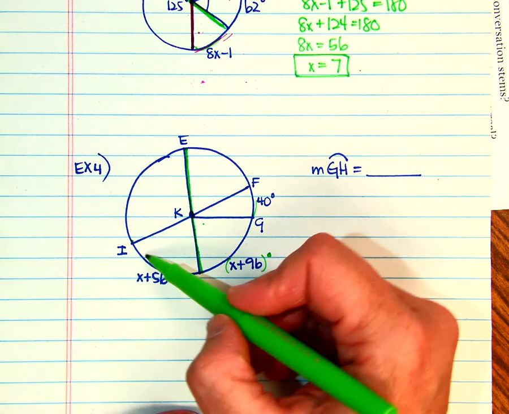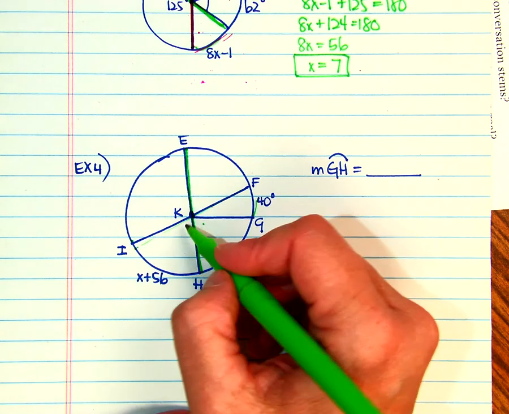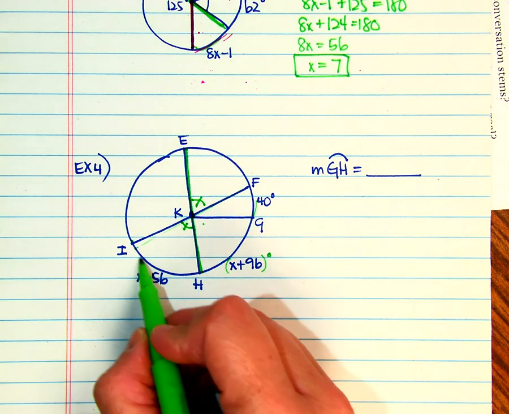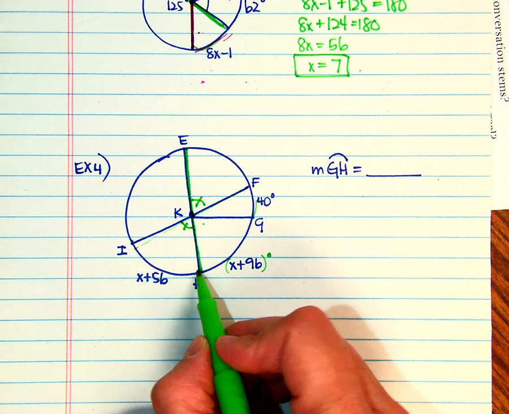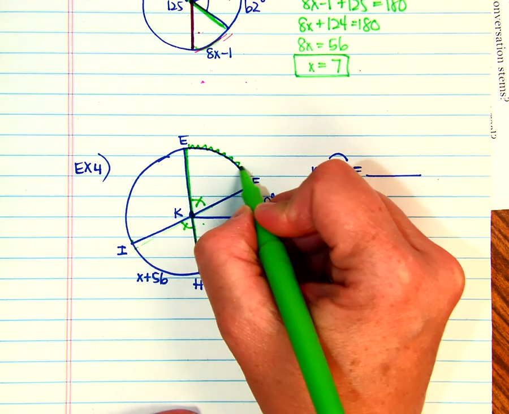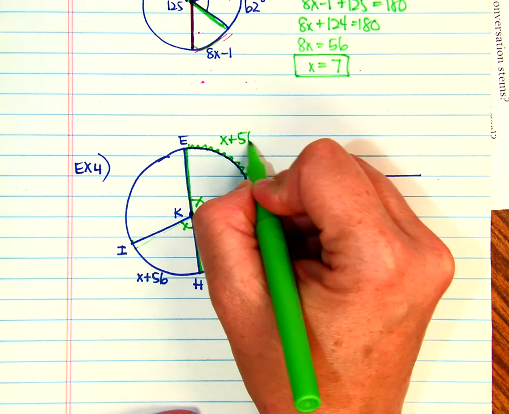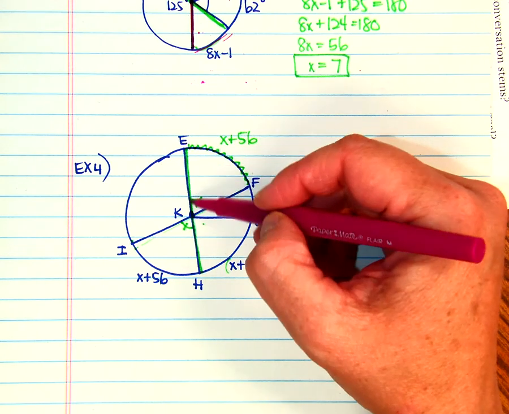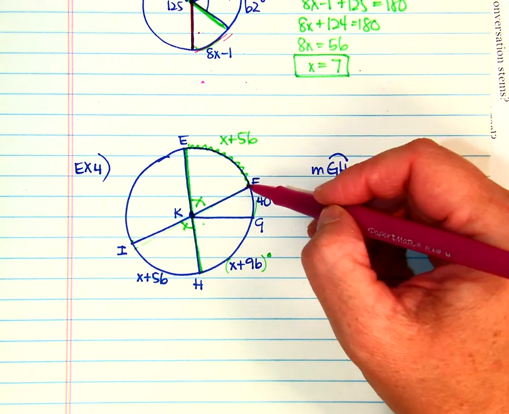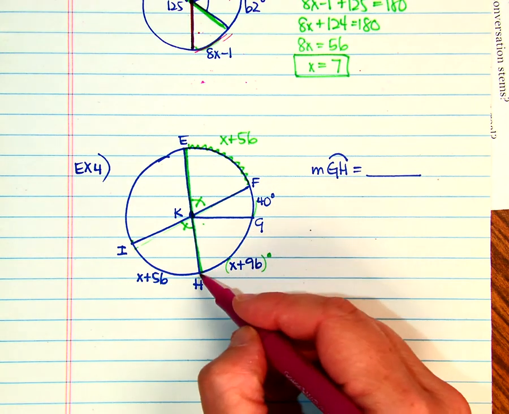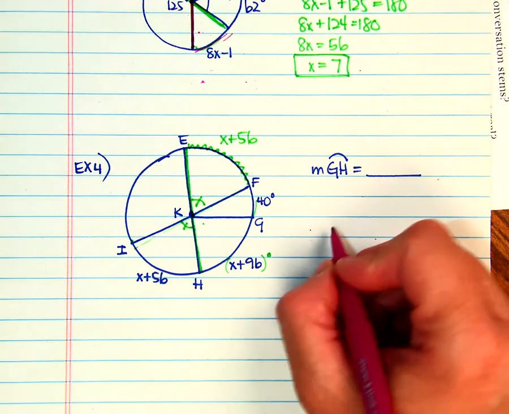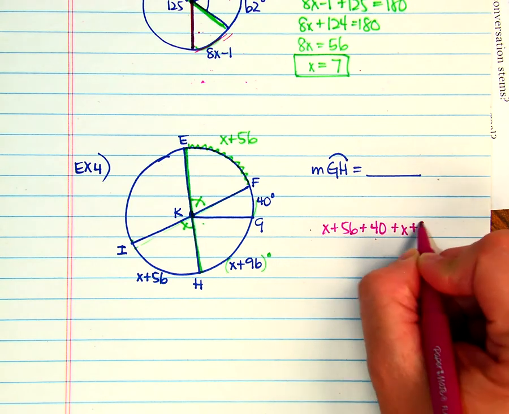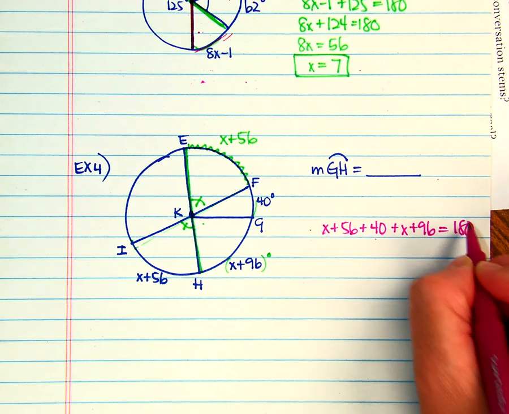So what I do notice, though, is that we do have vertical angles. So that means that this angle is going to be congruent to that one. So if this arc measure is x plus 56, then so is this one. So now if I look back at my diameter again, I have this arc and this one. So I have enough to set it equal to 180 degrees. So x plus 56 plus the 40 plus the x plus 96 equals 180.